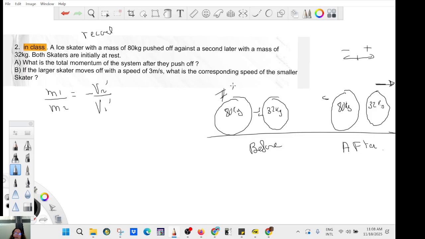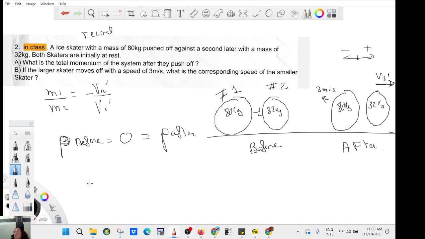Let's call this one number 1, and this one is number 2. What is the total momentum after they push off? So what is the momentum before? They don't move. So it's 0, right? And that will be the momentum after. The total momentum of the system is 0. That means it's a recoil situation. The larger skater, doesn't have to be a guy. So this one is 3 meters per second. Agree?